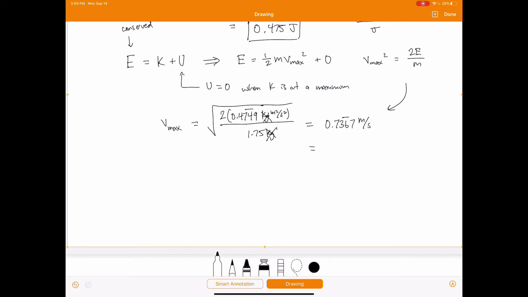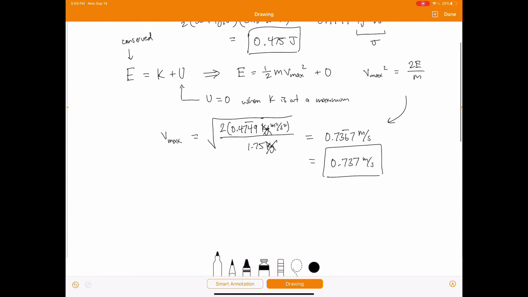or rounding it off, 0.737 meters per second. So that would be the maximum speed of this oscillator.